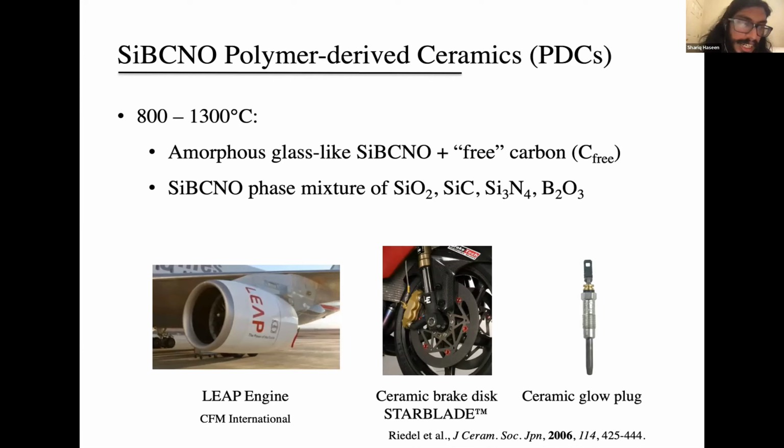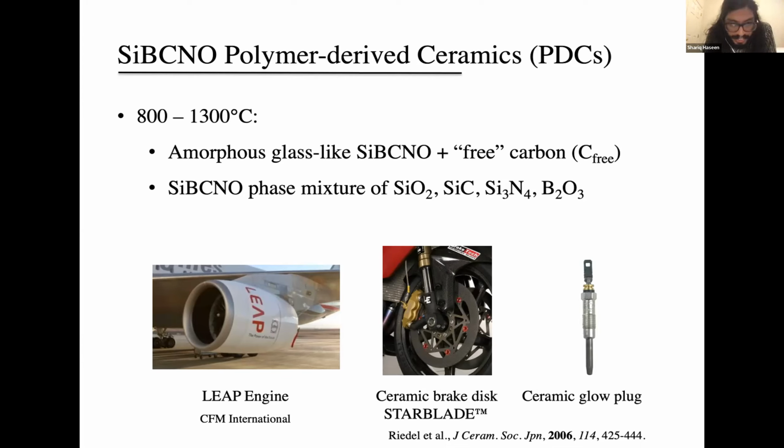ceramic whenever the polymer is subjected to a max pyrolysis temperature of 800 to 1300 degrees Celsius during the polymer to ceramic conversion process. And what we get is a material that we can describe as an amorphous glass-like SiBCNO phase. And if there is excess carbon in our starting material, we have a free carbon phase. The glass-like phase itself is a mixture of whatever was also part of the starting composition: silica, silicon carbide, silicon nitride, and boron oxide.